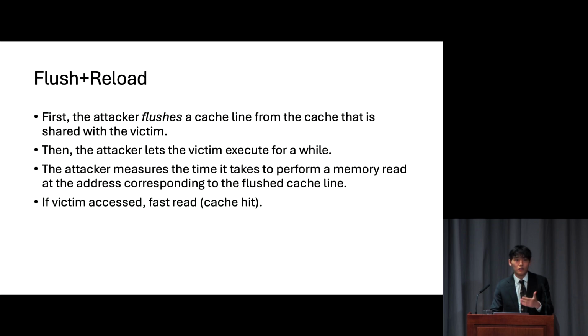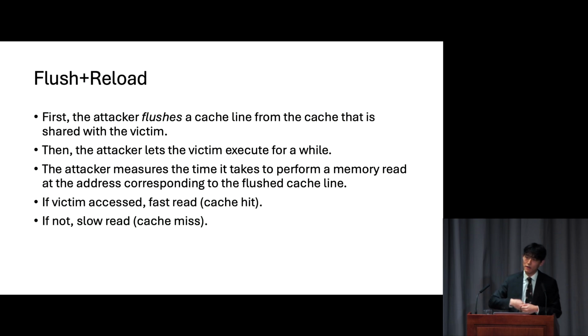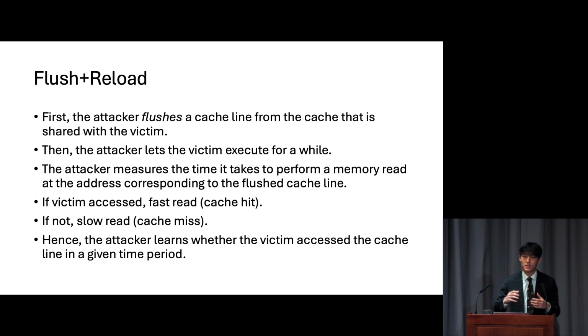You might infer that if the victim has accessed this particular cache line, then it'll be a fast read, as it would already have been brought into cache by the victim. If the victim did not access it, then it'll be slow because we would have to fetch it from main memory. What this allows is that the attacker learns, without the victim knowing, whether the victim has accessed this particular cache line in a given time period.